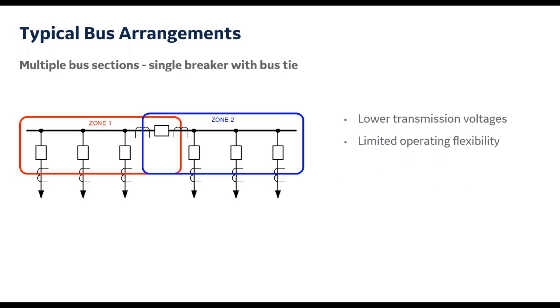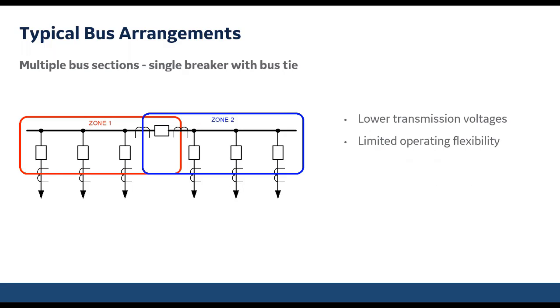So building upon the single bus is the multiple bus section, which we call a single breaker with bus tie. And you guys are probably familiar with this a lot in the industrial application, which we refer to as a main-tie-main scheme.